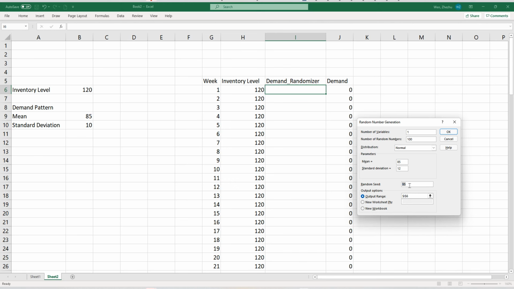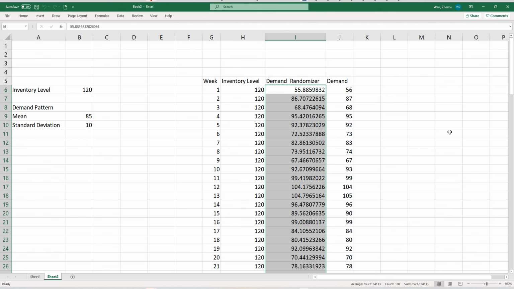So the random seed is being used when you try to retain exactly the same random numbers when you generate it next time using the same parameters. Okay, so if you do 85, 12, the seed as 65, and it's very likely that you'll be seeing exactly same random number as mine if you're using, let's say, newest edition of Excel, Windows PC, and so forth. Okay, so if it's not exactly the same, don't worry, it doesn't matter. Click OK.